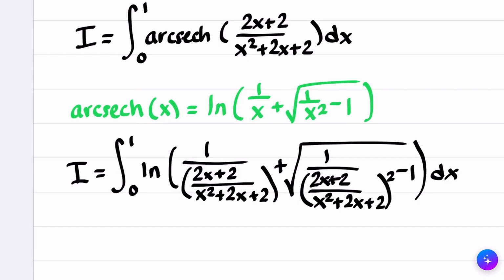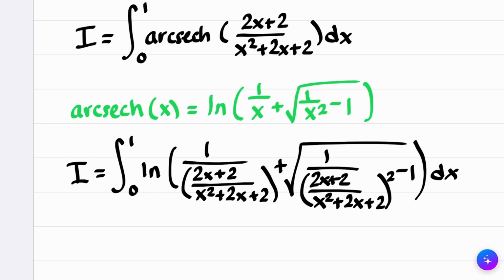And after all things are said and done, we have this absolute monster of an argument for the natural log, but we are, after all of this, simply integrating a natural log, which is much nicer than what we were originally integrating. Now it is our job to try and simplify this, and make a clever substitution as well to make our lives a lot easier.